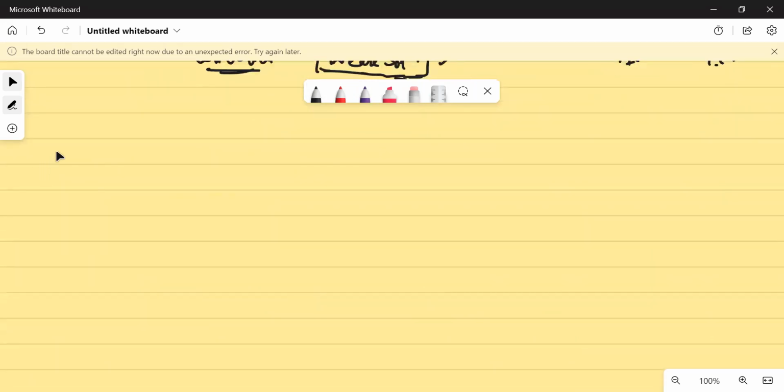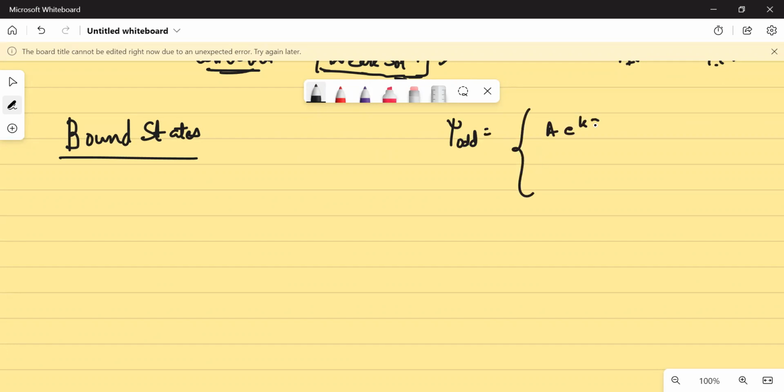Now further we should apply some boundary conditions and see the bound states. So now the main question is about bound states. I'll write my wave functions first and then we'll move ahead. So my wave function psi odd is given by a e to the power kx if x is less than minus a, and for all x greater than a, e to the power minus kx.